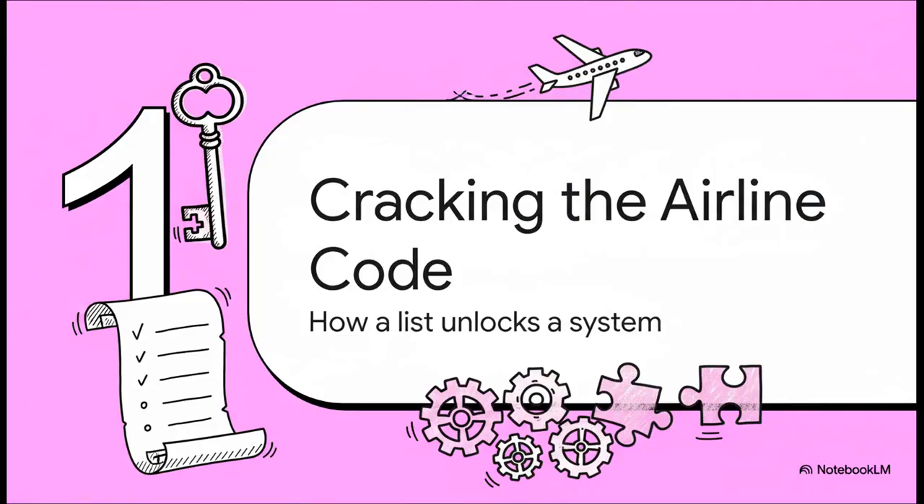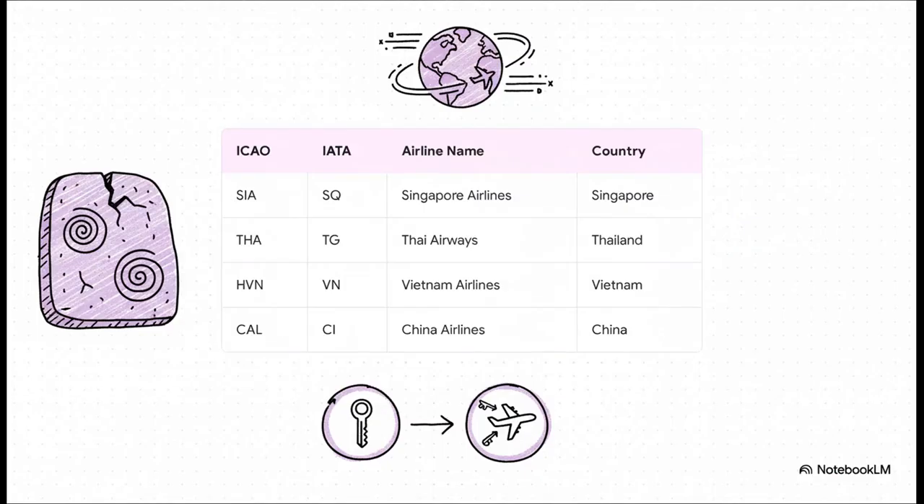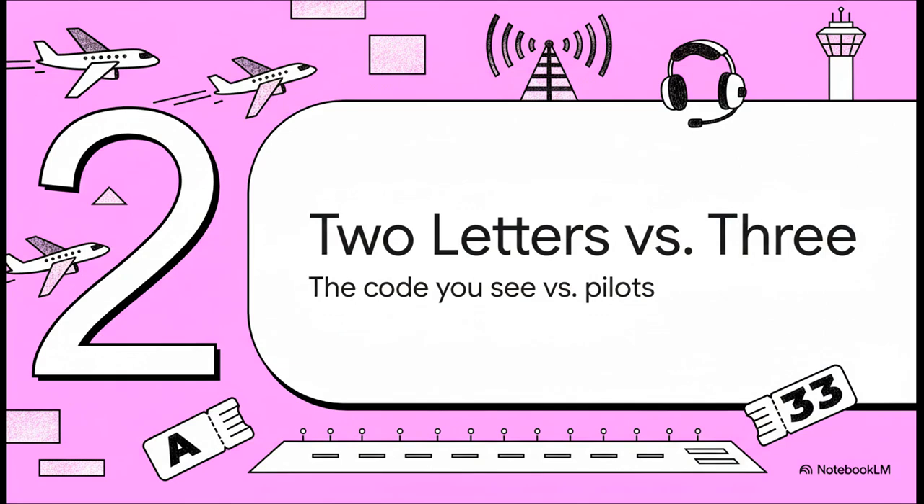Well, like any good mystery, we need a key. And for us, that key is a simple piece of data from the aviation world that, you'll see, unlocks this entire system. And this is it. This little snippet of data is basically our Rosetta Stone for the sky. Now, on the surface, it just looks like a table, right? But if you look a little closer, you'll see it reveals something absolutely crucial. There isn't just one code for each airline, there are two. And that right there is the first big secret we're going to uncover.